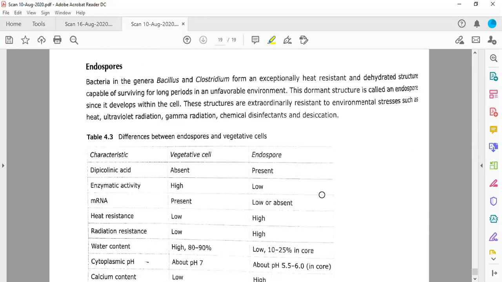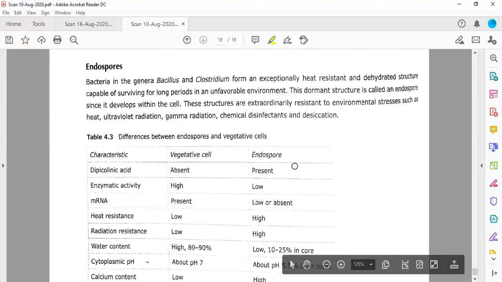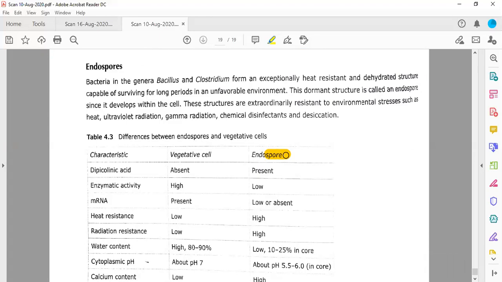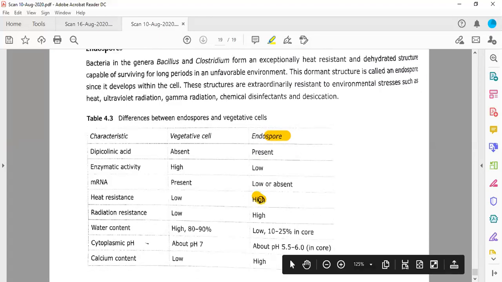For example, some bacteria are reported which make endospores when they are under some kind of stress, for example, when there is nutrient deficiency. These spores have less metabolic activity, and as given in this table, they have very high heat resistance and radiation resistance, for example UV resistance. Their water content is very low. The water content of a living or vegetative cell is 70 to 80 or up to 90% in bacteria, but endospores have only 10 to 25% water in the core. The pH is also lower. Generally, the vegetative cell has around neutral pH, but they have 5.5 or 6 or so.